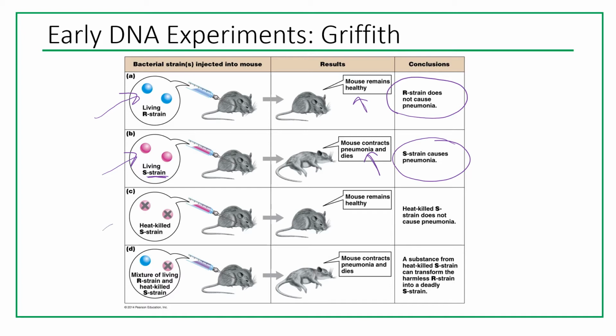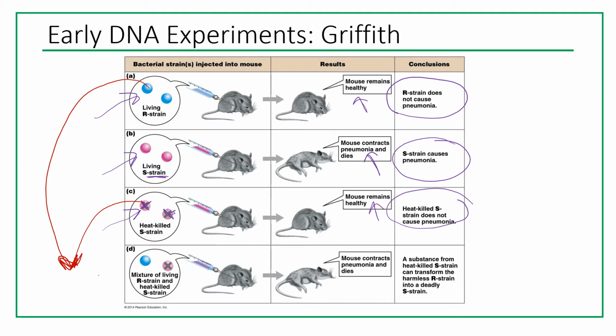But now what Griffith did, he takes this S strain and he heats it. He heated it and he kills the S bacteria. Inject a mouse, the mouse remains healthy. The conclusion is the heat-killed strain doesn't cause pneumonia. But what was interesting about Griffith's experiment is step number 4. Griffith takes this R strain and he takes this heat-killed S strain. Neither one of them caused pneumonia.